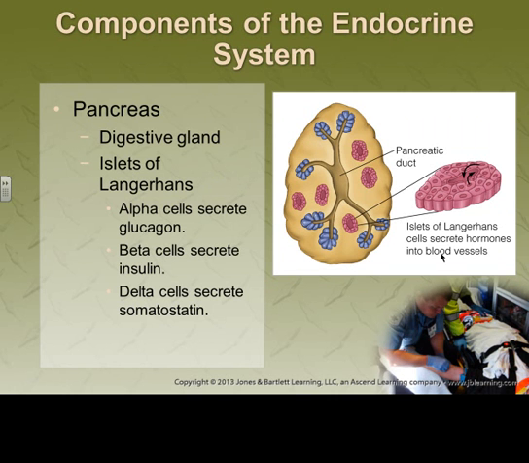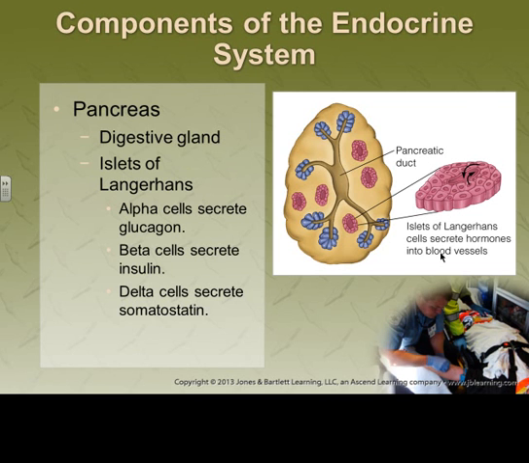Your pancreas. Pancreas has two functions. It's got its digestive function and it's got its endocrine function as well. The endocrine function is going to occur on the islets of Langerhans. Sounds like a nice place to go for a vacay, huh? Your alpha cells, they secrete glucagon. Your beta cells secrete insulin, and your delta cells secrete somatostatin.